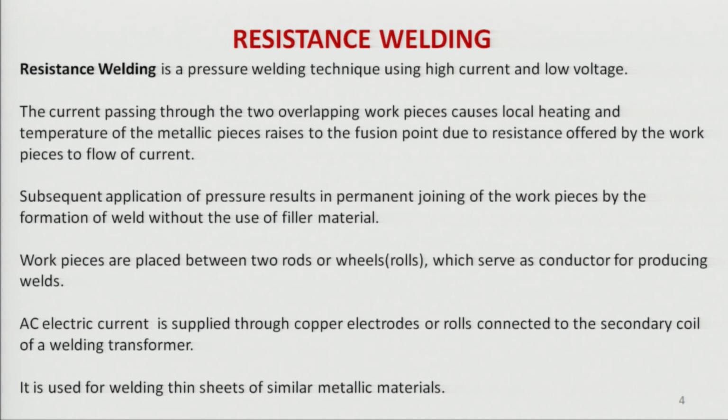Workpieces are placed between the two rods or the wheels. When I say wheels, that is another form of resistance welding, which serves as a conductor for producing welds. AC electric current is supplied through copper electrodes or rolls connected to the secondary coil of the welding transformer. It is used for welding thin sheets of similar metallic material.